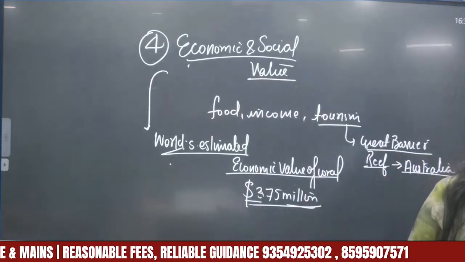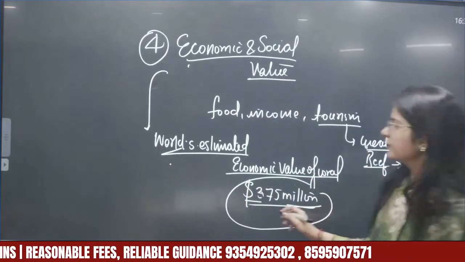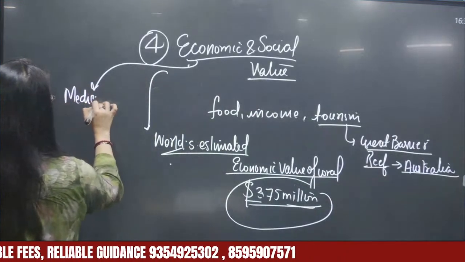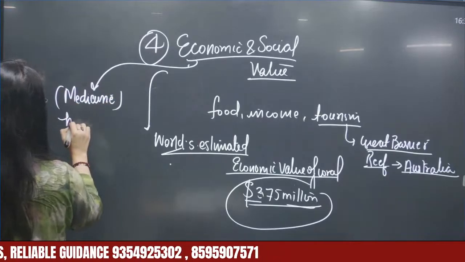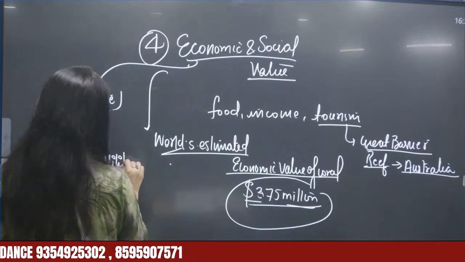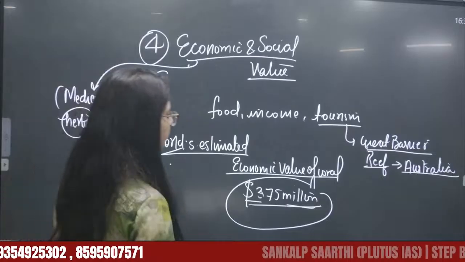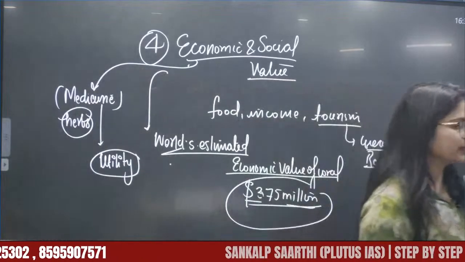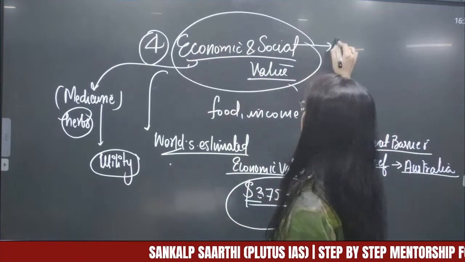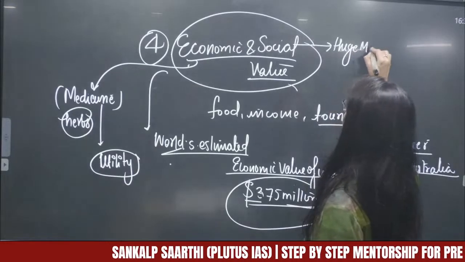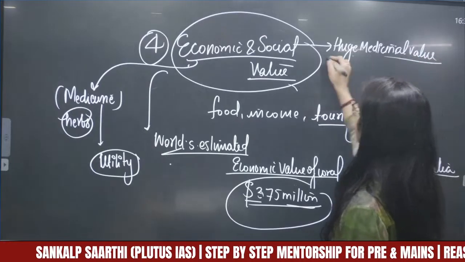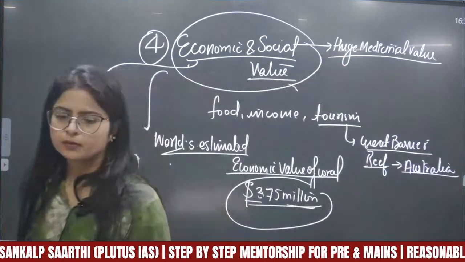First, write down this. They are acting as a good source, and you can also write this example of economic value: medicines, herbs. We have a huge utility from them because they hold a lot of medicinal value.